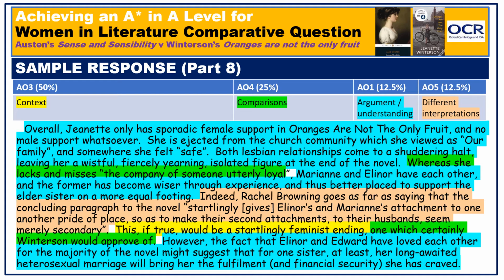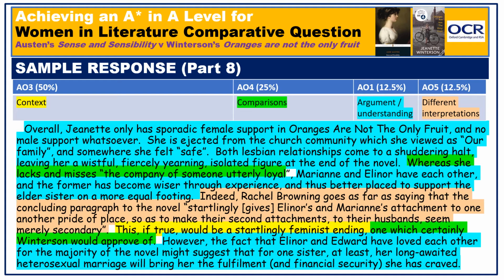Whereas she lacks and misses the company of someone utterly loyal, Marianne and Eleanor have each other, and the former has become wiser through experience and thus better placed to support the elder sister on a more equal footing. Indeed, Rachel Browning goes so far as saying that the concluding paragraph to the novel startlingly gives Eleanor and Marianne's attachment to one another pride of place, so as to make their second attachment to their husbands seem merely secondary. This, if true, would be a startlingly feminist ending, one which certainly Winterson would approve of.